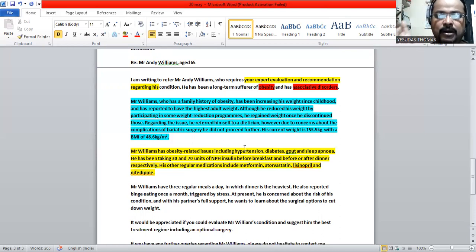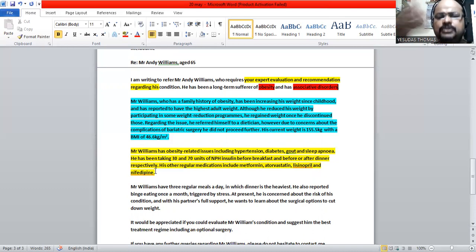So once we have addressed that problem, now what? I told you that we are not going to go ahead with the lab investigation because this person is not going to do the surgery right now. But we need to go ahead with the regular medications. What he's taking is 30 to 70 units NPH insulin before breakfast and before or after dinner, respectively. His other medications include metformin, atorvastatin, lisinopril, and nifedipine. So that's it.